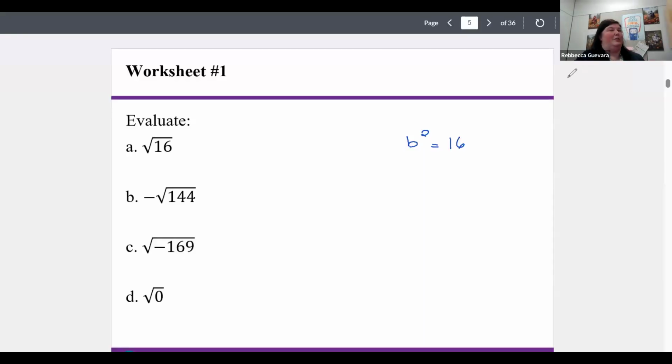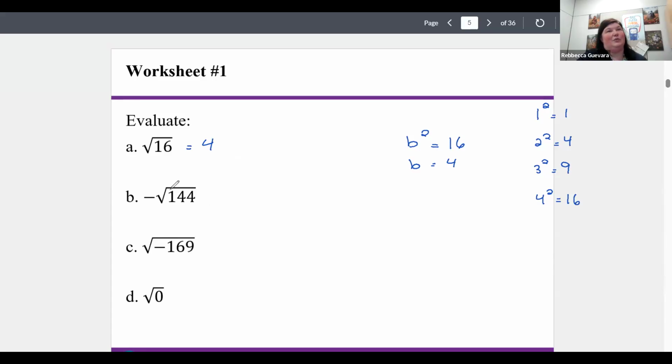Okay, so hopefully you took a minute and worked on the worksheet. We went with the square root of 16, so what number squared is going to give me 16? If you're not sure how to do this, what you could do is go into your calculator and just start squaring whole numbers. So 1 squared, well, that's just going to be 1. 2 squared, that's 4. 3 squared, that's 9. 4 squared, that's 16. So here we'd say b would have to be 4. So the square root of 16 is 4.